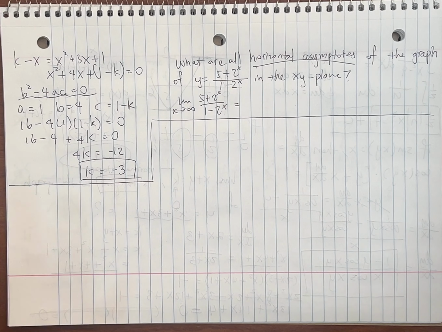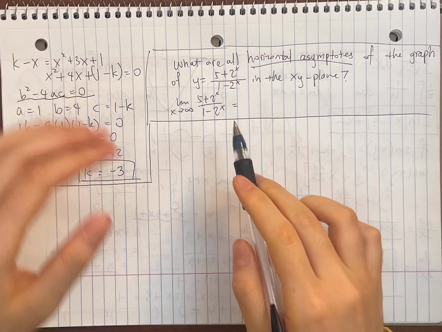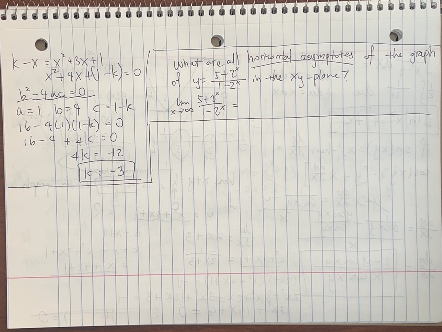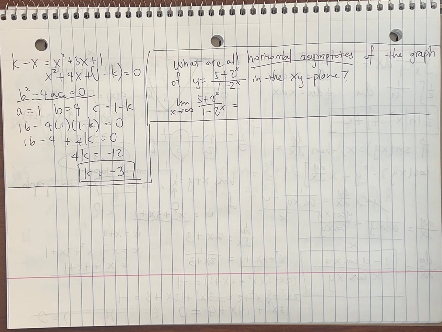For this question, we're asking to find the horizontal asymptote of the graph y equals (5 plus 2 to the x power) divided by (1 minus 2 to the x power) in the xy plane. In this question, we can approach it in two ways. First of all, the horizontal asymptote is where the limit as x approaches infinity.